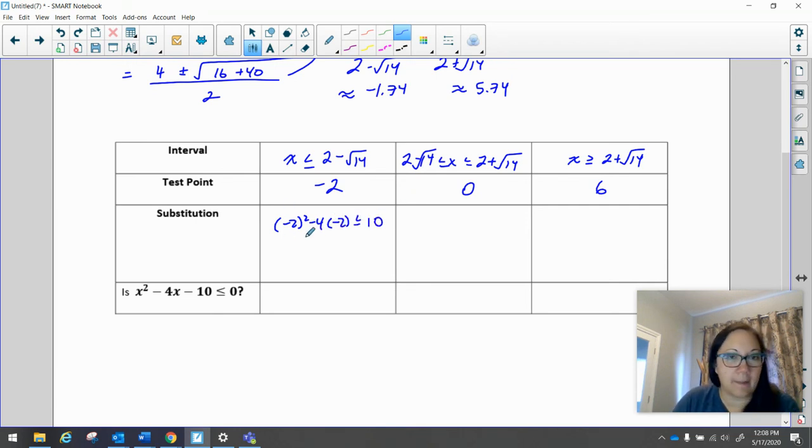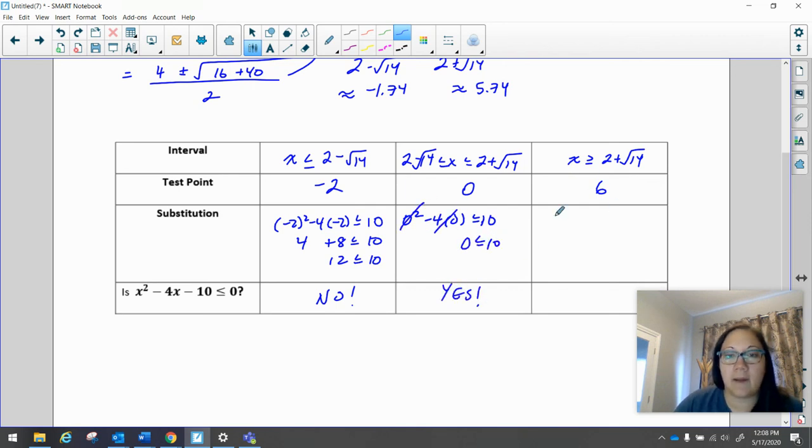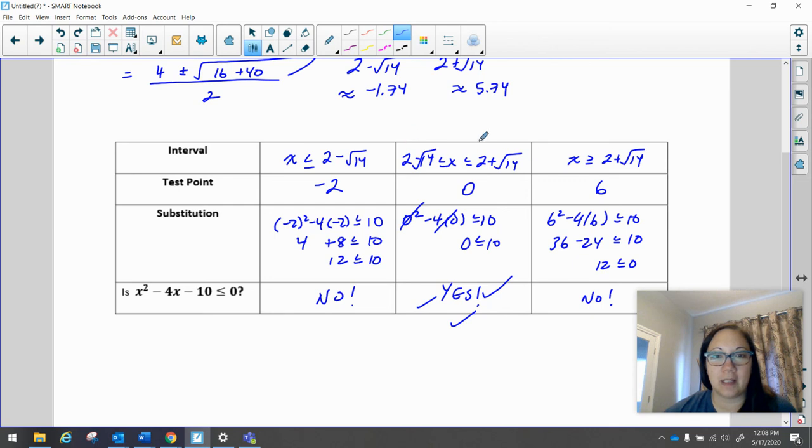So there's my substitution step. So I get 4 plus 8 is less than or equal to 10. So 12 is less than or equal to 10. That's a no. Okay, if I put 0 in just to make sure, I get 0 and 0. Is 0 less than or equal to 10? Yes. If I put 6 in, 36 minus 24 less than or equal to 10. I get 12 is less than or equal to 10. That's a no. Okay, so this is my solution region, which means this is basically my solution.